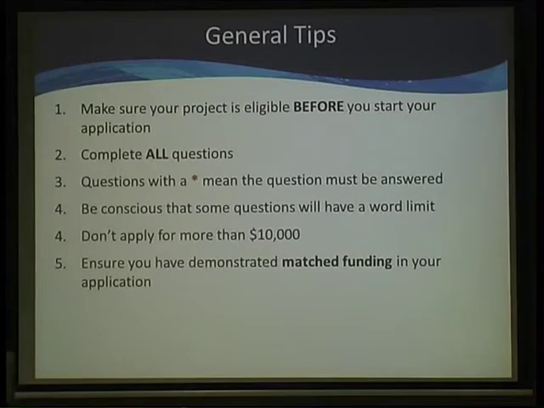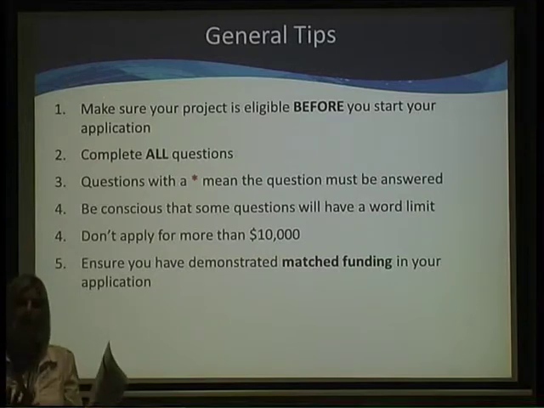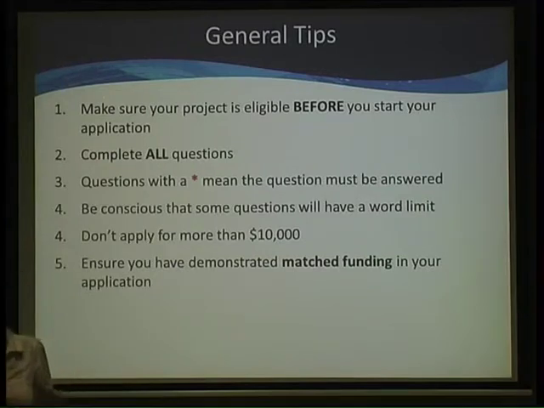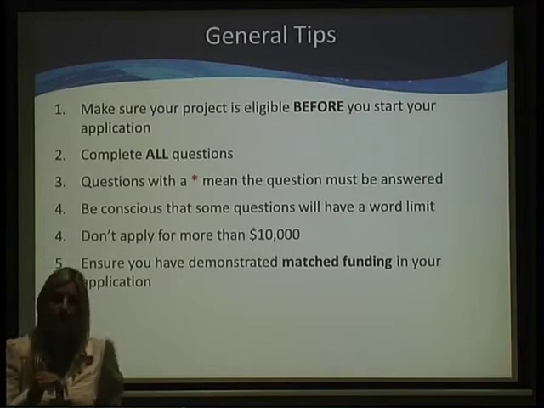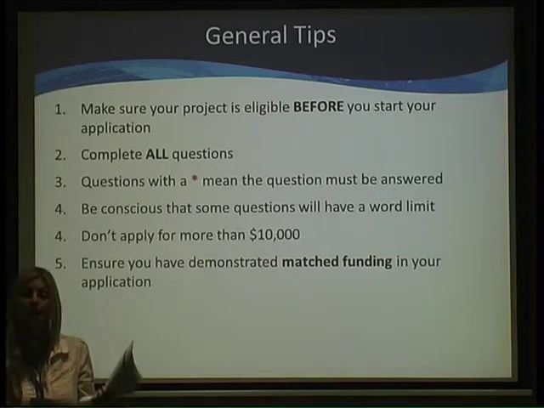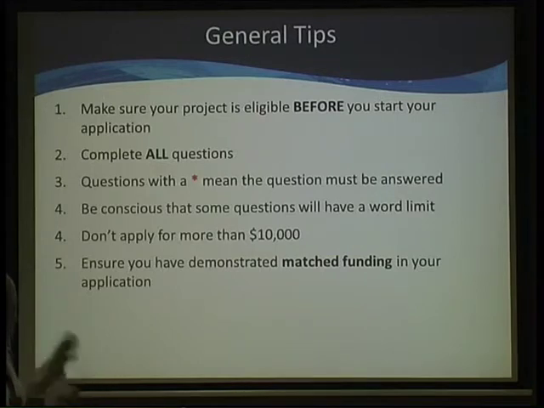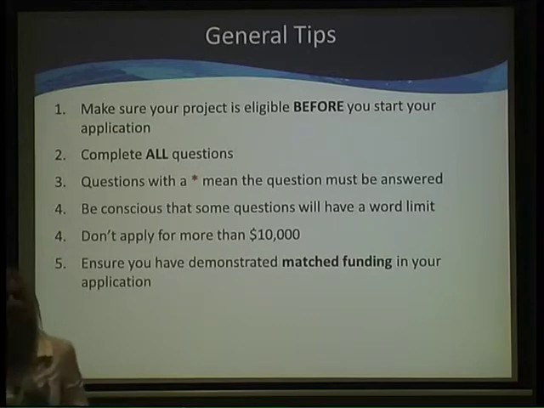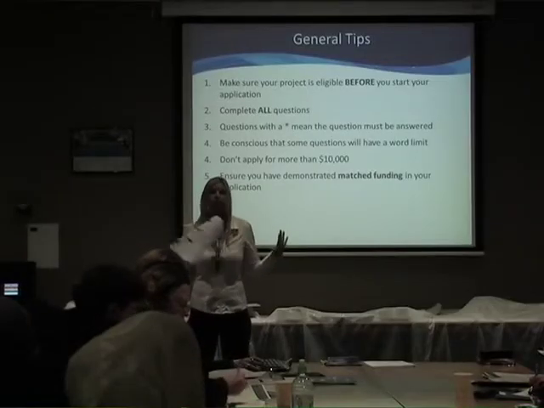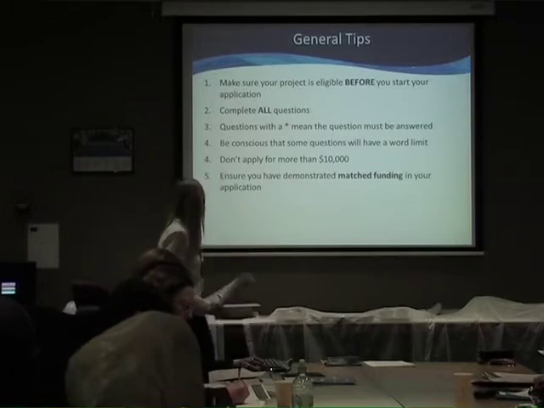Be conscious that some questions have a word limit. So you'll notice on that application form, most of the questions have a hint underneath them and it will have a word limit. That's just to keep you guys to the point, you don't want to write too much information. It'll be hard for the panel to filter through it to find the key things. So just keep your answers short, concise, and put the key information in there. Don't apply for more than $10,000 because that's all you can get. And ensure that you've demonstrated match funding. So again, if you ask for $5,000, you've got to match it with $5,000. It's very important.